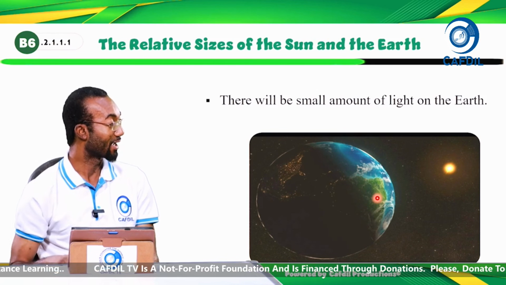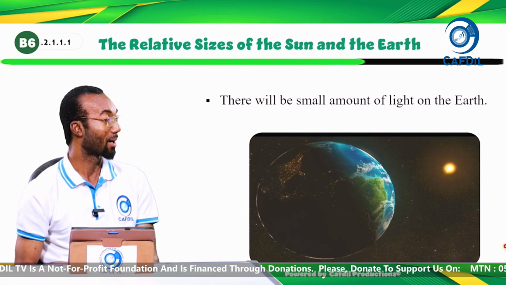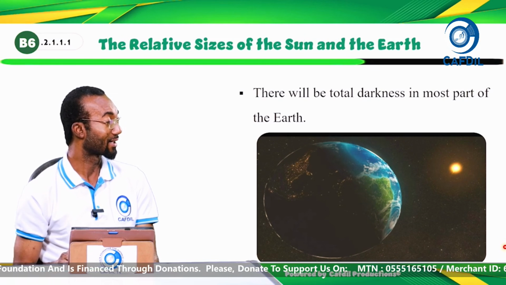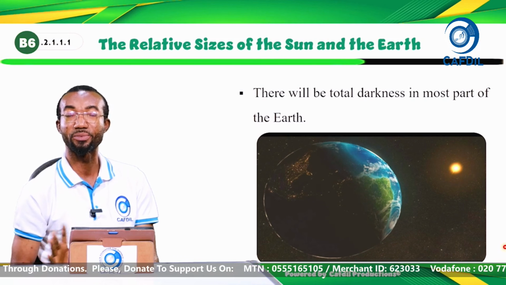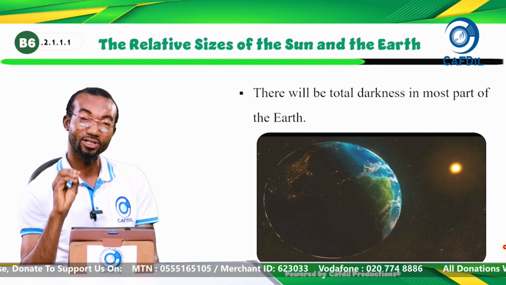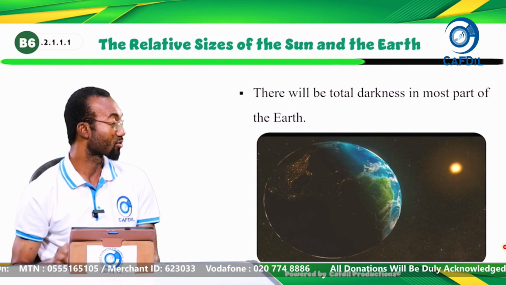So if the earth were to be bigger than the sun, there will be small amounts of light on earth. There will be total darkness in most of the part of the earth. Some parts of the earth will not experience day at all. There will be total darkness because the sun shines just on a small portion of the earth.